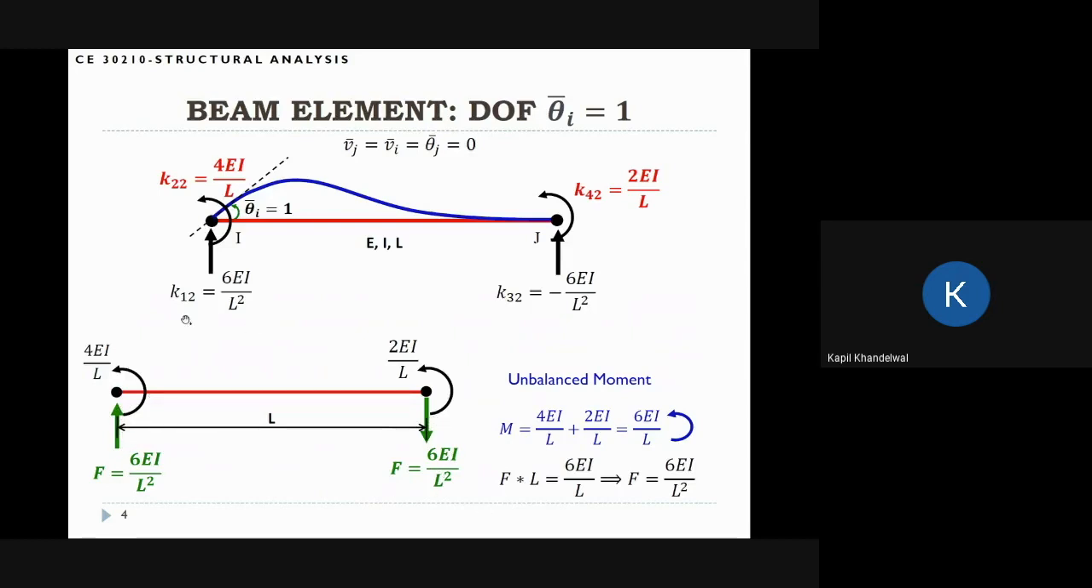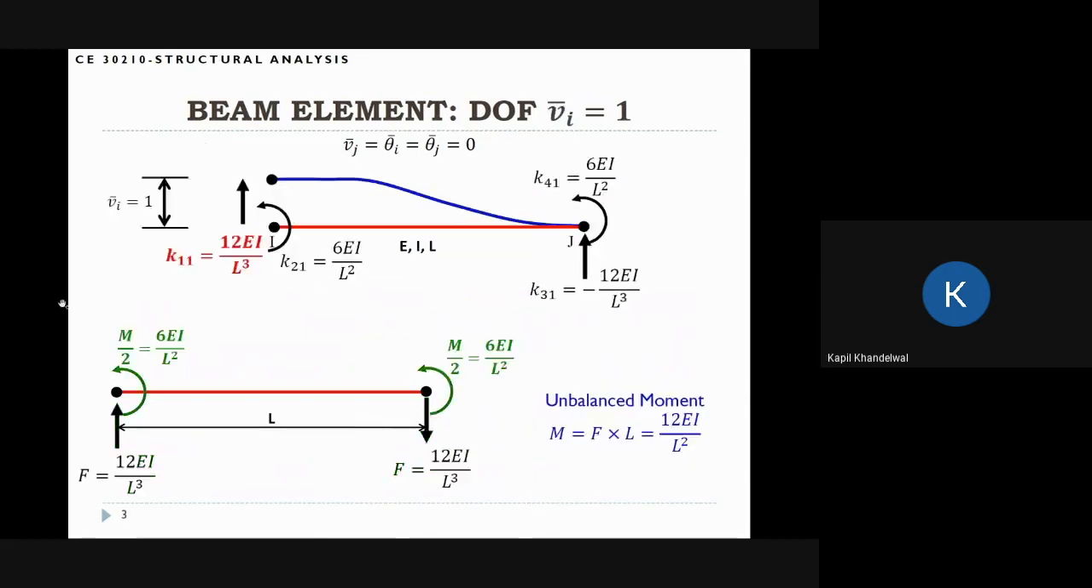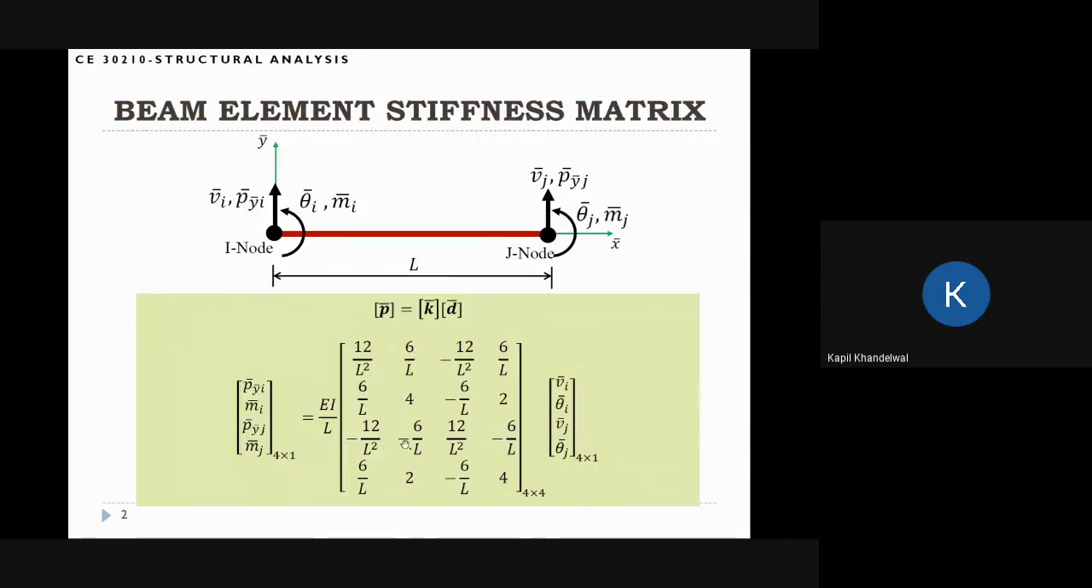And actually, these are the stiffness coefficients. So K12 is this force here, 6EI by L square, and K32 is this force here, minus 6EI by L square. And actually, these are the 4 numbers that go into the second column of the stiffness matrix. So these are the 4 numbers that go into the stiffness matrix here.